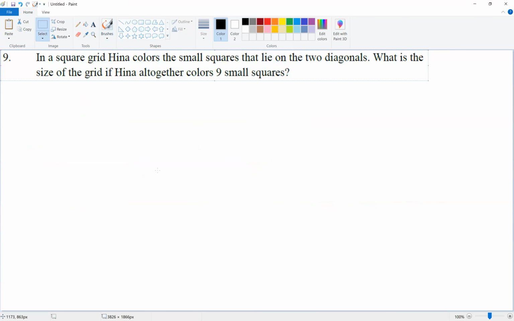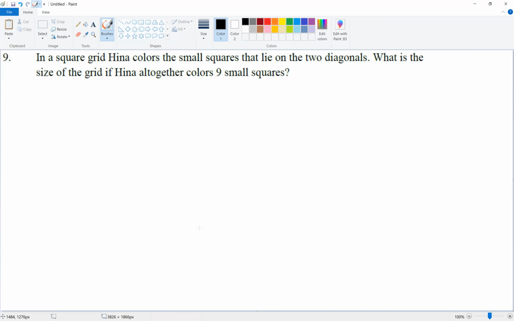Number 9, Shambhuta. In a square grid, Hina colors the small squares that lie on the two diagonals. What is the size of the grid if Hina altogether colors 9 small squares? There is no picture.